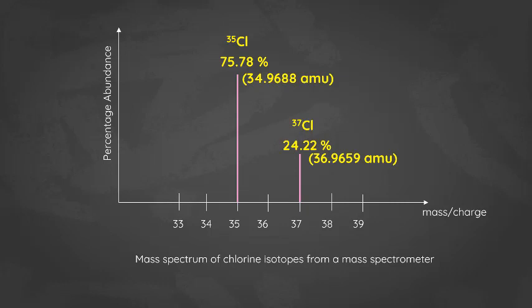Let's look at this example. Chlorine has two isotopes, which are chlorine-35 and chlorine-37. Their isotopic masses are 34.9688 AMU and 36.9659 AMU respectively. What is the average atomic mass of chlorine? From the mass spectrum, we can see that chlorine-35 has a higher peak. It shows that it is the most abundant chlorine isotope.